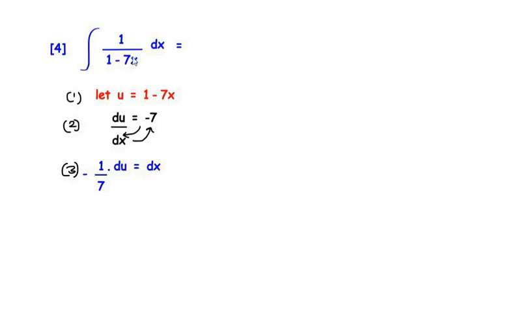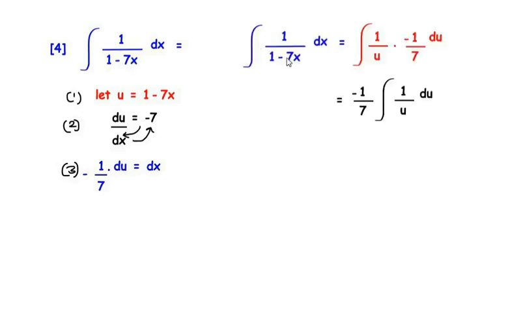Now let us replace all the x terms by u terms. So integration of 1 over 1 minus 7x dx will be equal to integration of 1 over u times dx, which is equal to minus 1 over 7 times du. Now taking the constant outside the integration sign, we get negative 1 over 7 integration of 1 over u du.